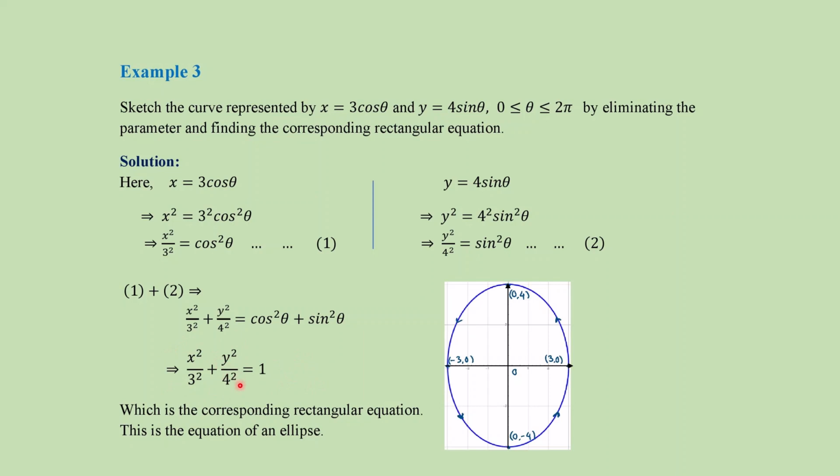Now when y is 0, then x square is 3 square. That means x is plus or minus 3. So when y is 0, x is plus or minus 3. So we got these points (-3, 0) and (3, 0). And when x is 0, y is plus 4 and minus 4. So when x is 0, we got (0, -4) and (0, 4). So this would be the equation of the ellipse. This is the graph of the ellipse.